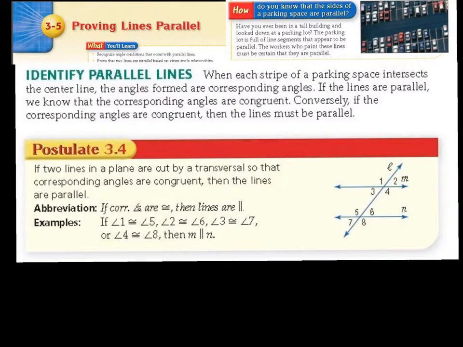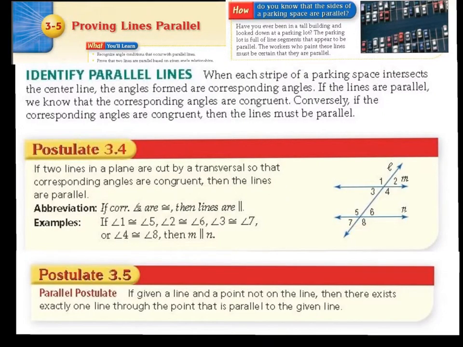When each stripe of a parking space intersects the center line, the angles formed are corresponding angles. If the lines are parallel, we know that corresponding angles are congruent. Conversely, if corresponding angles are congruent, then the lines must be parallel. This is Postulate 3.4, so it's assumed true without proof. If two lines in a plane are cut by a transversal so that corresponding angles are congruent, then the lines are parallel. If given a line and a point not on the line, then there exists exactly one line through the point that is parallel to the given line.